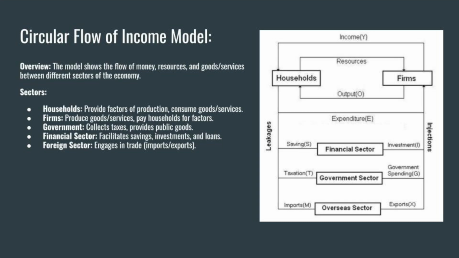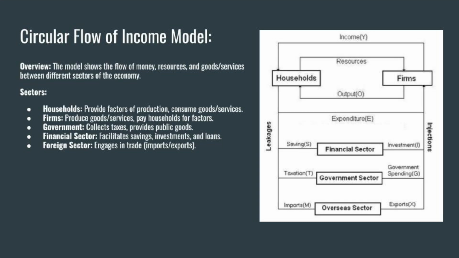Households provide factors of production, land, labor, capital, and entrepreneurship to firms and receive income in return, which they use to purchase goods and services. Firms produce goods and services and sell them to households, generating revenue to pay for the factors of production. Government collects taxes and provides public goods and services, influencing economic activity.